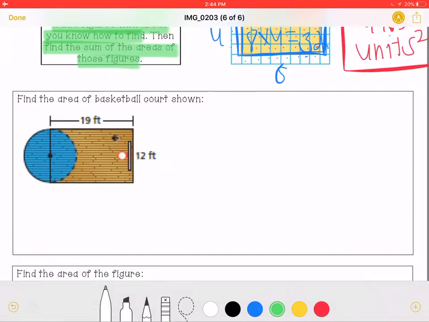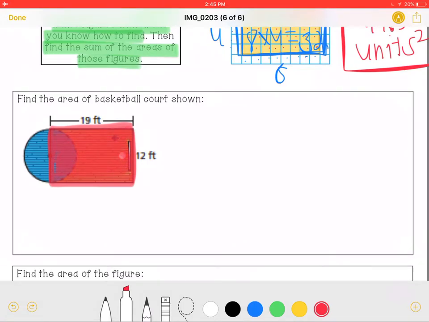All right, next, find the area of the basketball court shown. So guys, you want to be careful you don't overlap. So I do see a full circle, but I also see a full rectangle. So I'm going to say, all right, I see a rectangle. Now if I use that rectangle, right, if I figure out the area of this, then I only need to find the area of this semicircle. Everyone with me? You don't want to find a full circle because then you'd kind of be overlapping. You'd be double dipping, which we don't want to do.